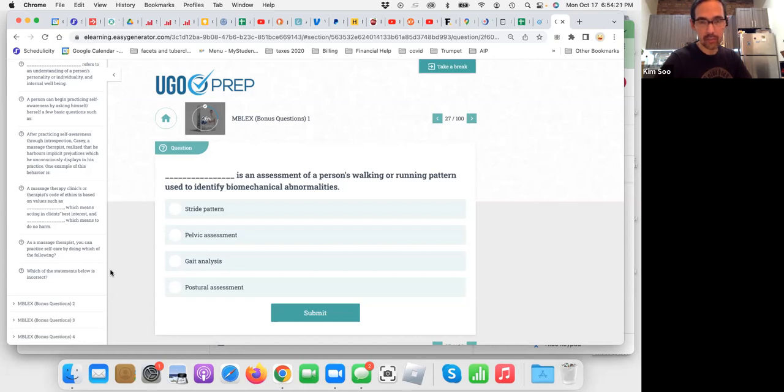What is an assessment of a person's walking or running pattern used to identify biomechanical abnormalities? Is it the stride pattern? Is it the pelvic assessment, the gait analysis, or the postural assessment? I don't know this one.